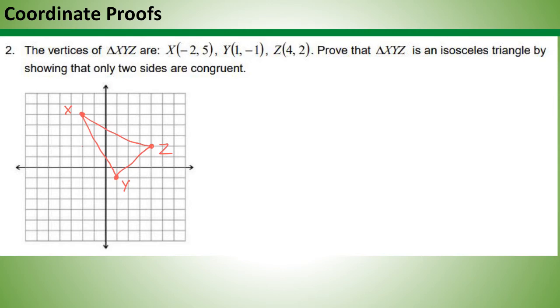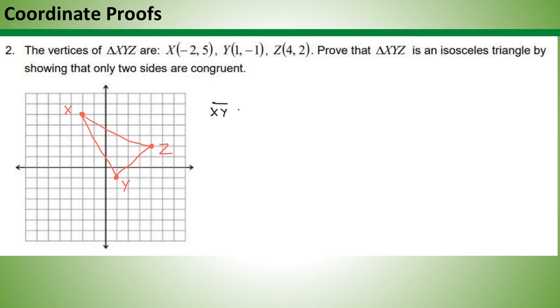All right, so now we want to prove that XYZ is an isosceles triangle. So we want to show that two of these sides are exactly the same. If you're finding distance, you can either use the Pythagorean theorem or the distance formula. So let's just use the distance formula here. Side XY, let's start with that one.